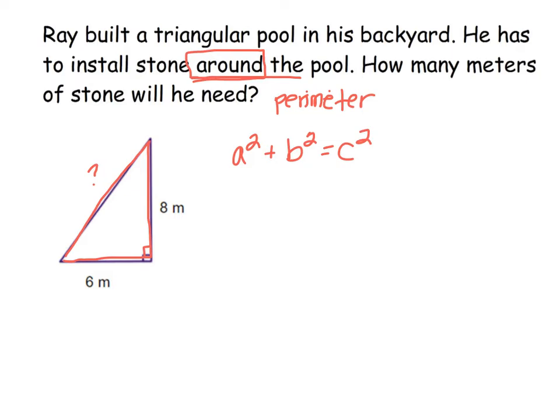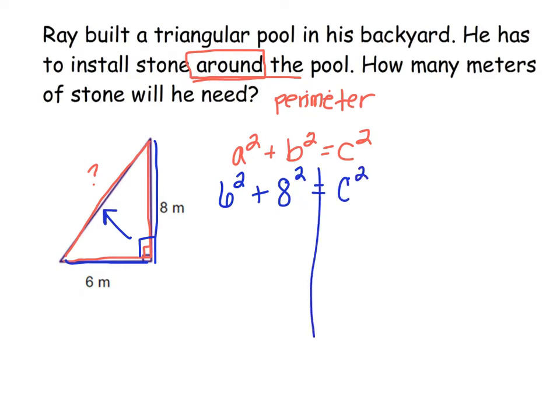Identify the 2 sides that you're given. I'm given the 6 and I'm given the 8. These 2 form the right angle, which means these 2 are the legs. So I'm plugging them in for A, 6 squared, and B, 8 squared. I am missing the side across from my right angle, so I'm missing my hypotenuse, which is my C.